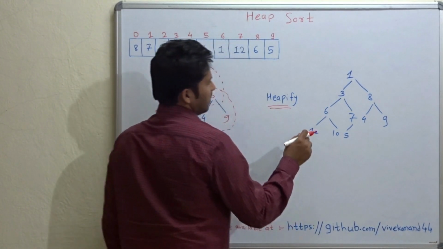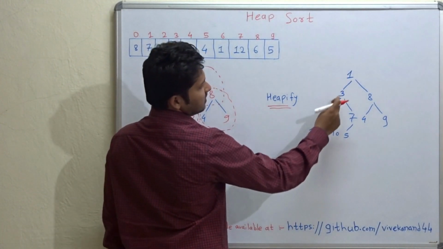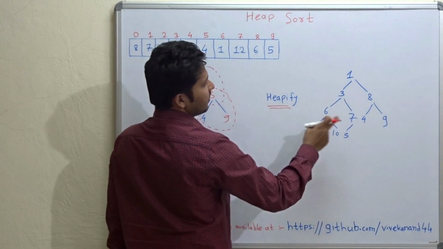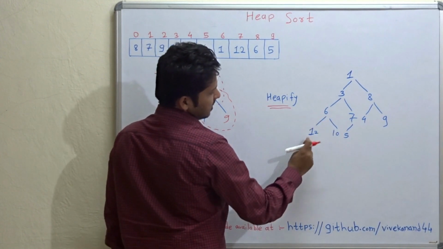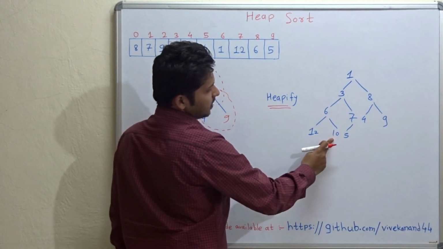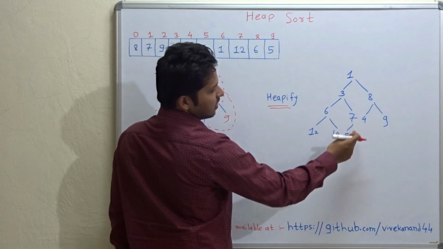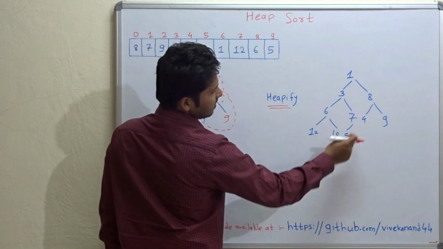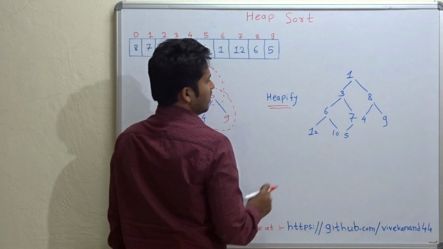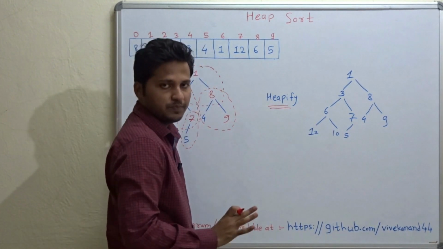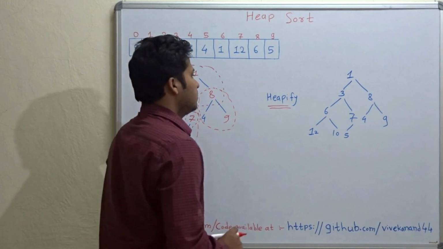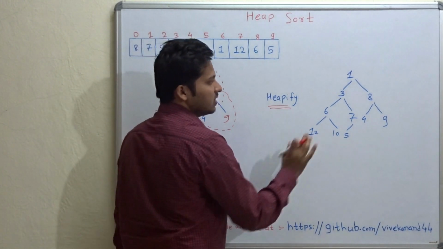So let's check it. 1 is less than 3 and 8. Yes, it satisfies. 3 is less than 6 and 7. It's okay. 6 is less than 12 and 10. It is okay. Yes, 7 is not less than 5. 7 is greater than 5. So this means that this tree is not a min heap, or it is not a heap. So we have to apply the Heapify method again.